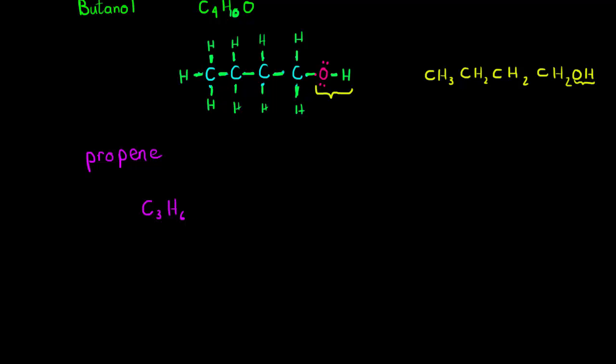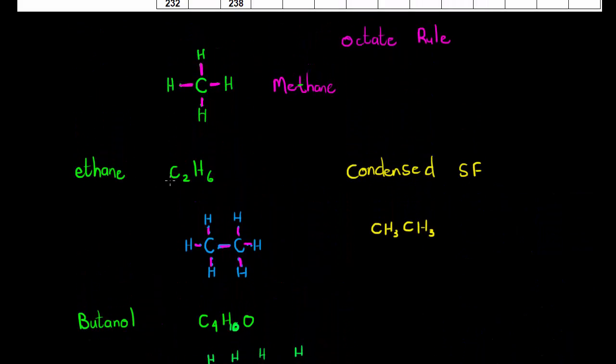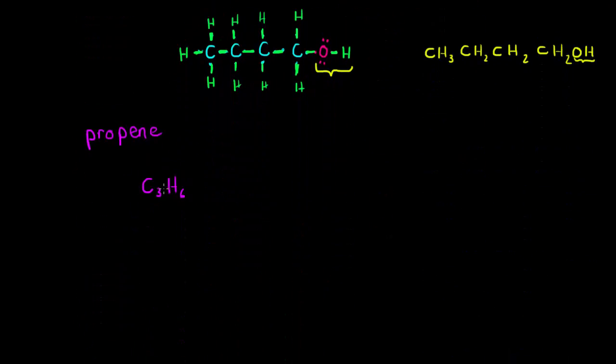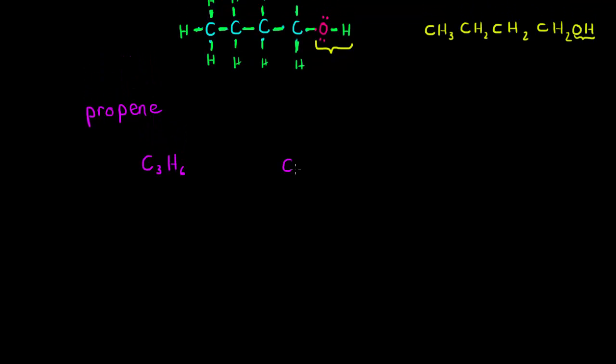So I want you to notice that here ethane had 2 carbons and 6 hydrogens. This one has 3 carbons and 6 hydrogens. What is happening here? Let me show you. We've got our 3 carbons with each of their 4 valence electrons, another carbon with 4 valence electrons, and another carbon with 4 valence electrons. And now we only have 6 hydrogens.